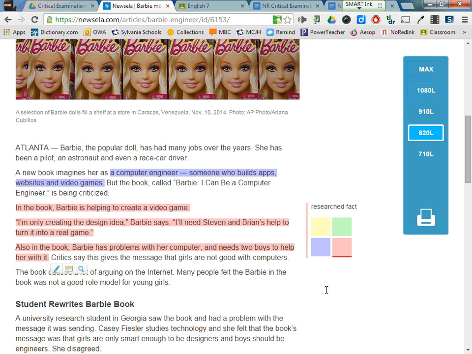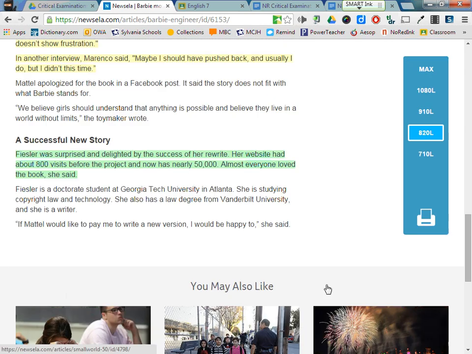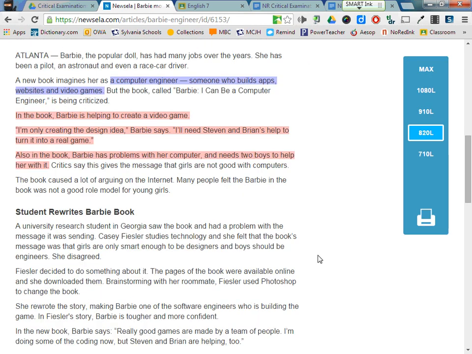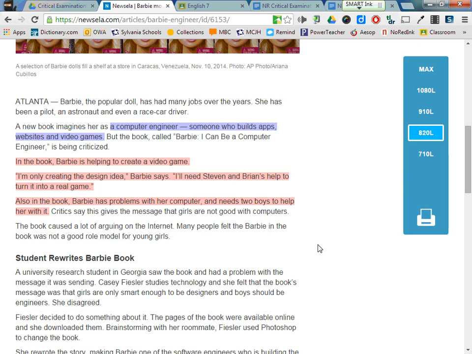Look at how much I've highlighted. There's a bit highlighted. However, there's quite a lot not highlighted. So let me see what I can do. The book called, I will ignore this. This is basically the topic sentence. But the book called Barbie, I Can Be a Computer Engineer, is being criticized. That's also topic sentence information.